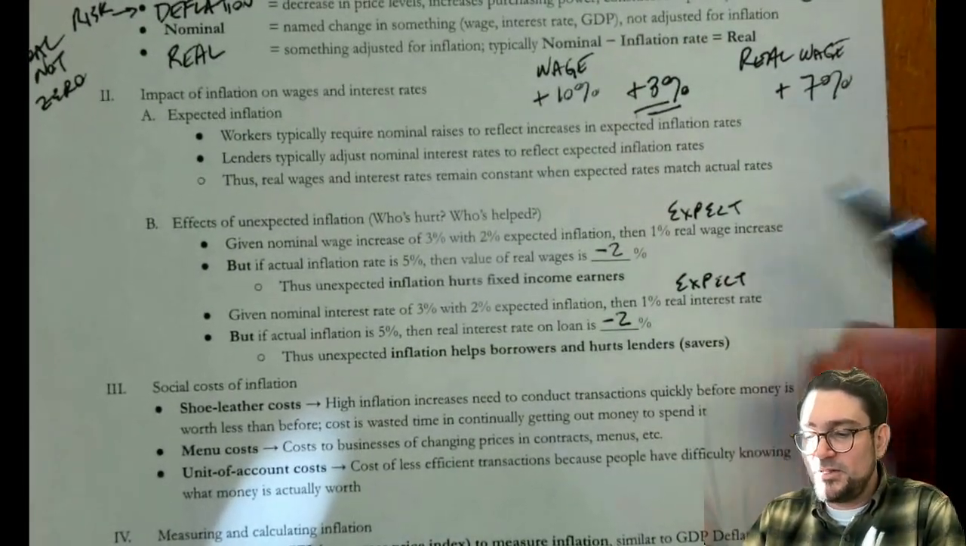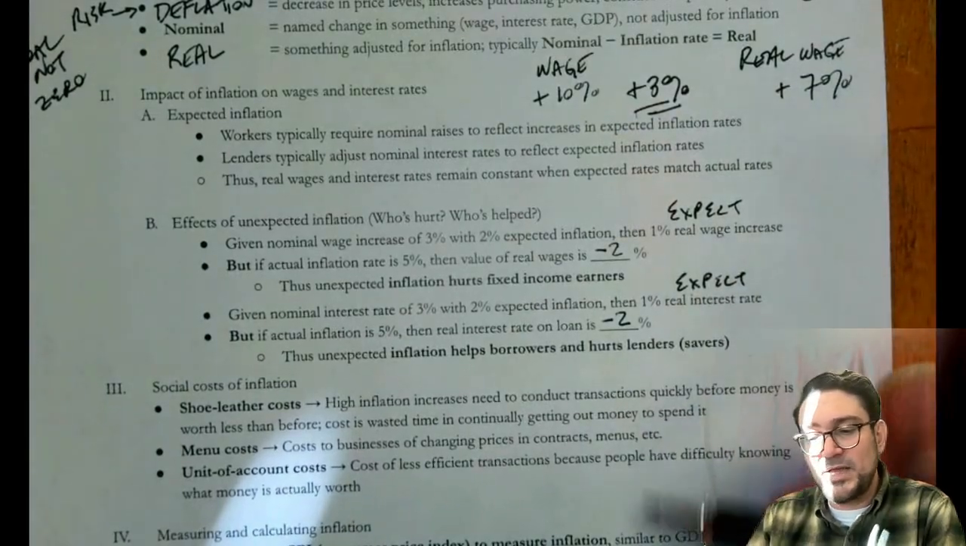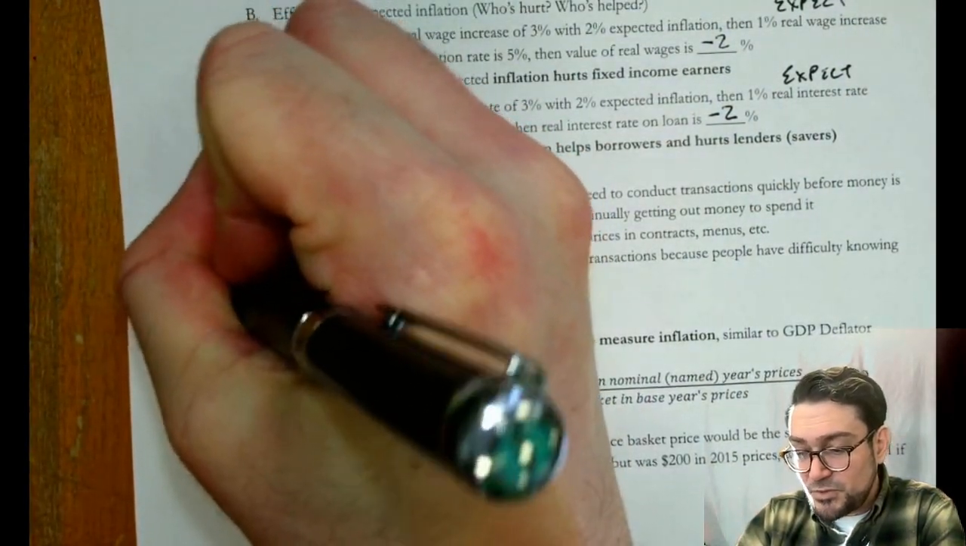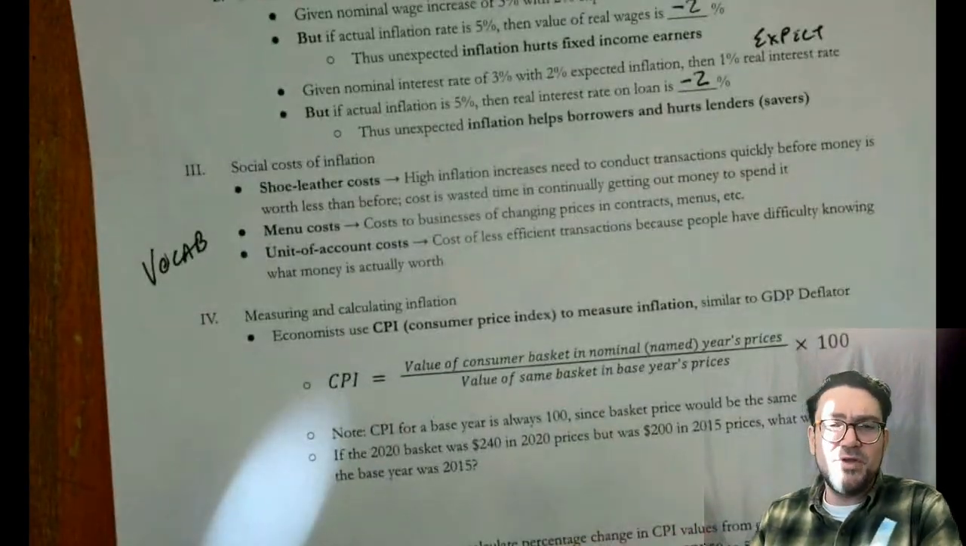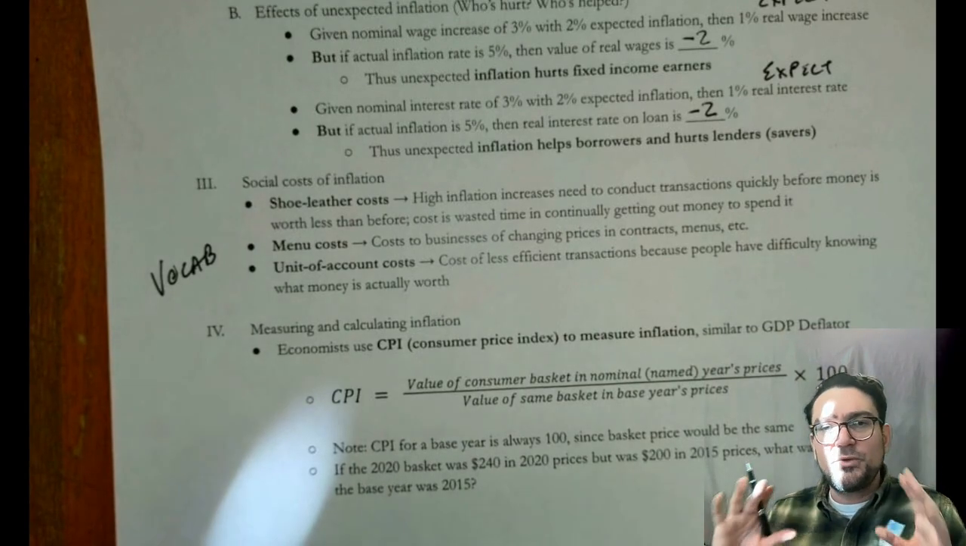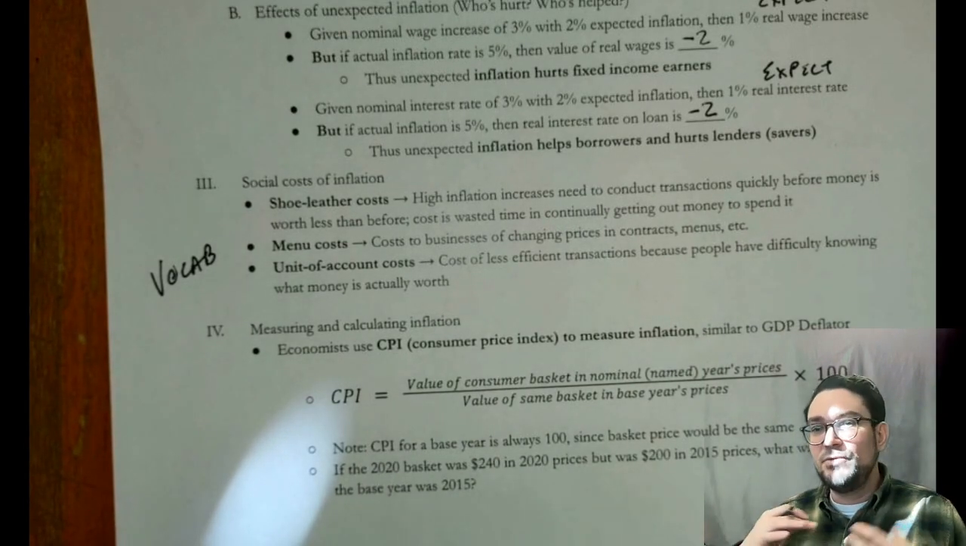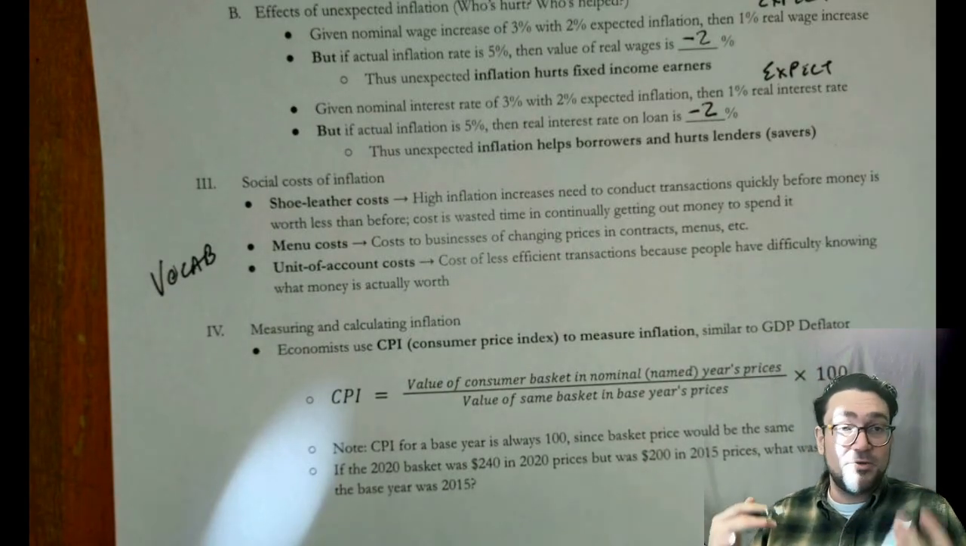Now, setting aside all of this notion about expectations, there are general costs of inflation to know. These are more just vocab terms to be familiar with: shoe leather, menu, and unit of account. And very briefly, these are general costs of inflation that accrue to society regardless of it being expected or unexpected.